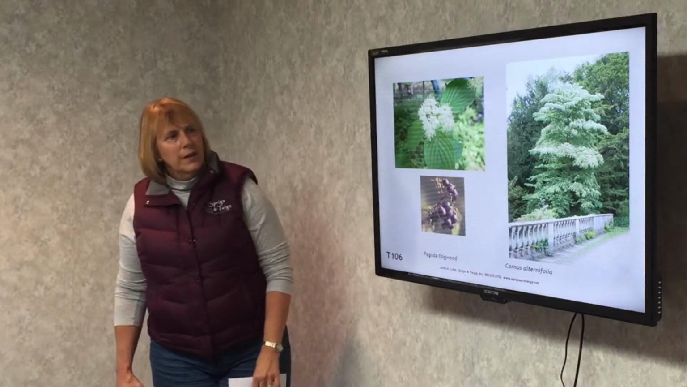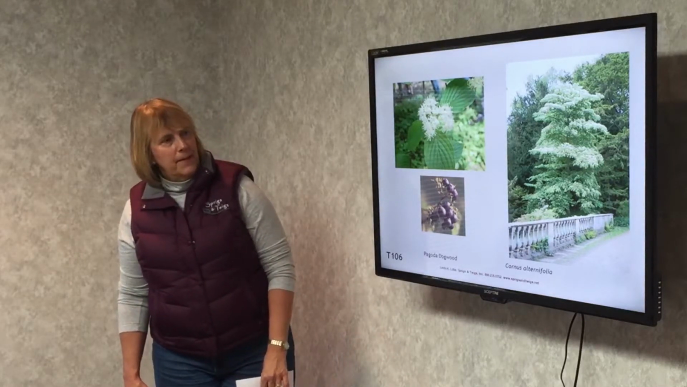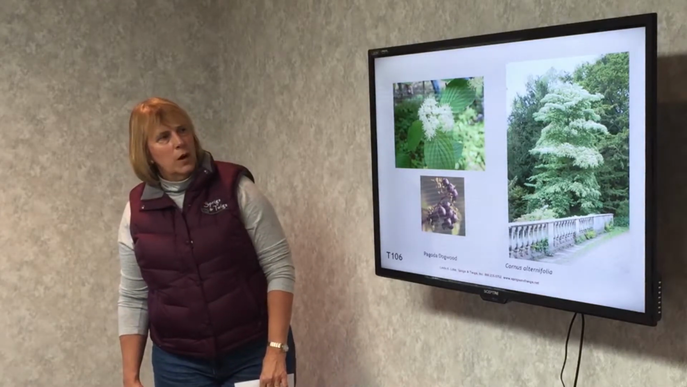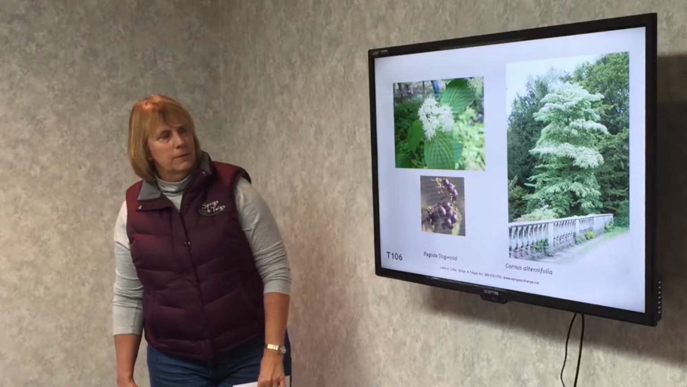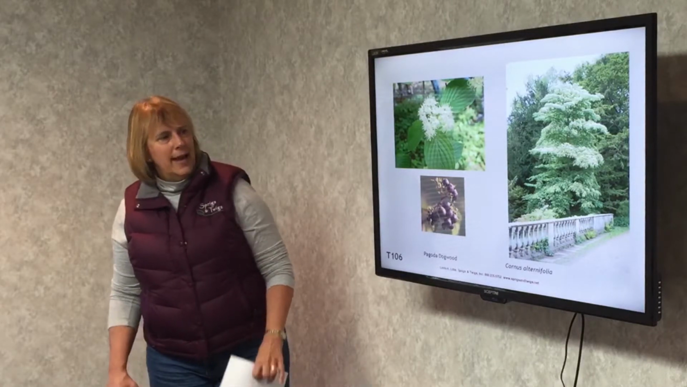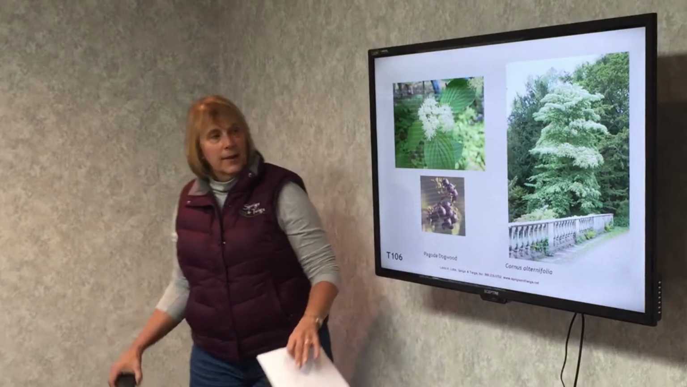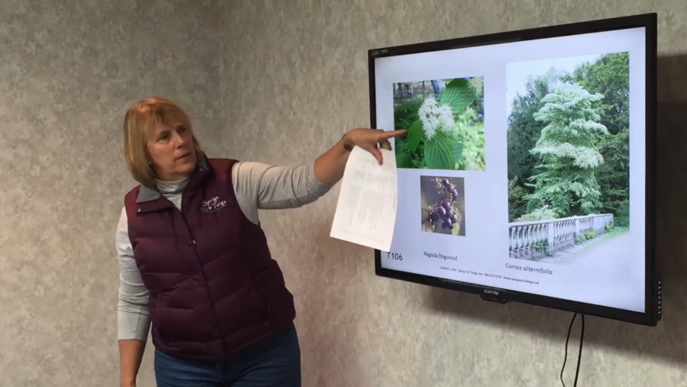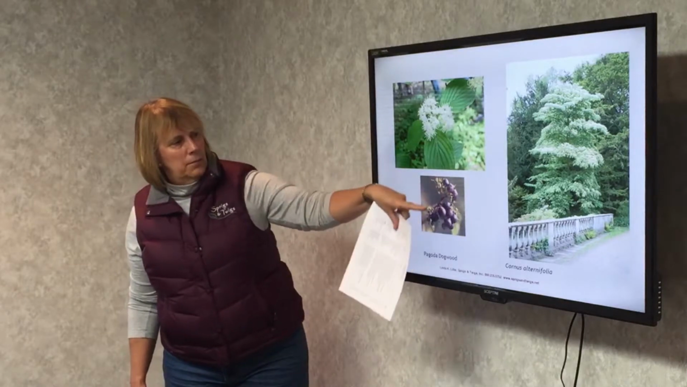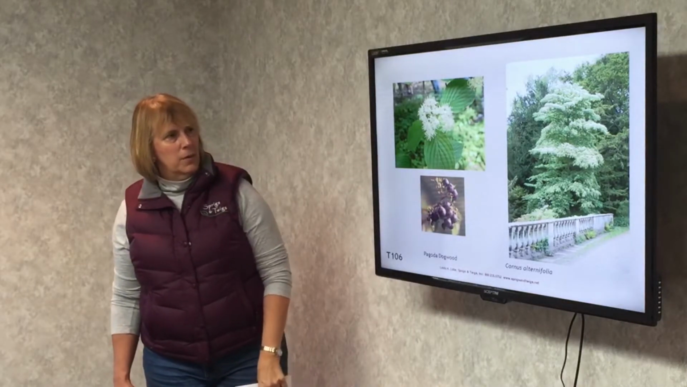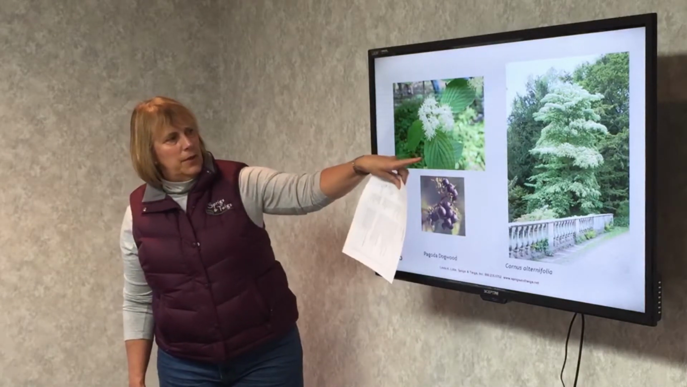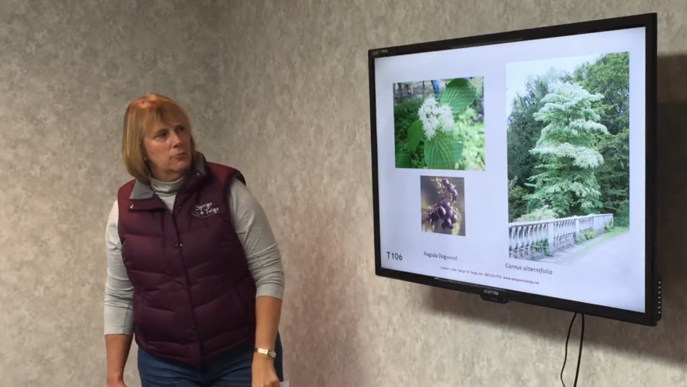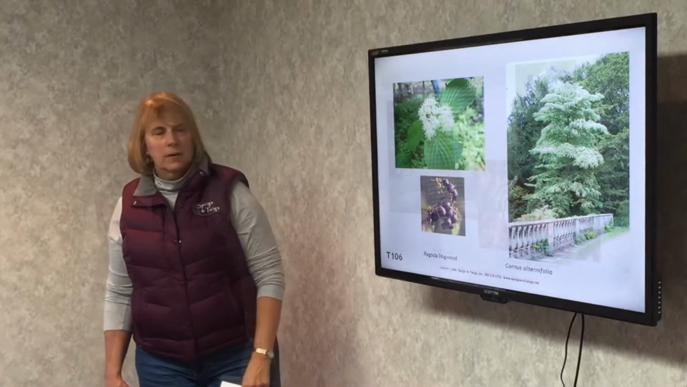Pagoda dogwood. This is a woodland plant. This one will get about 12 to 15 feet tall by about 12 to 15 feet wide. And again, this one grows horizontally. And flower cluster in the spring, berry cluster in the summer that the birds will eat. And then the leaves will turn red in the fall and then drop.